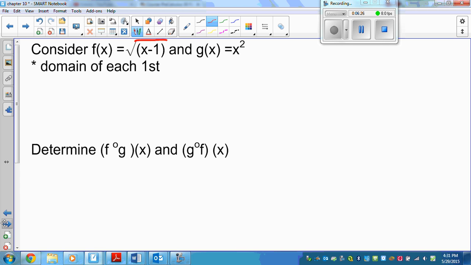The domain of f of x: well, x has to be greater than or equal to 1, right? Anything less than that will give us a square root of a negative number, which we don't like. And g of x, well, that can be any real number.